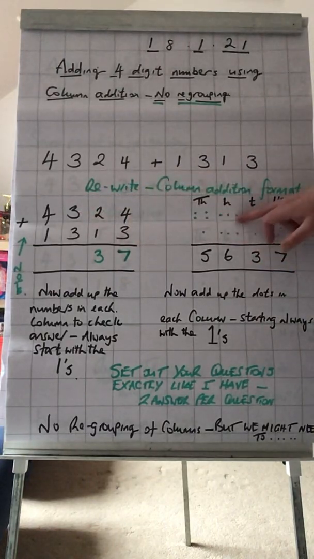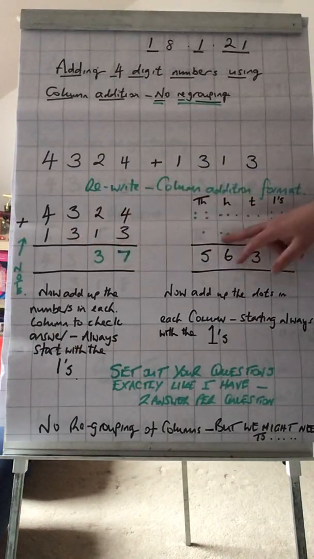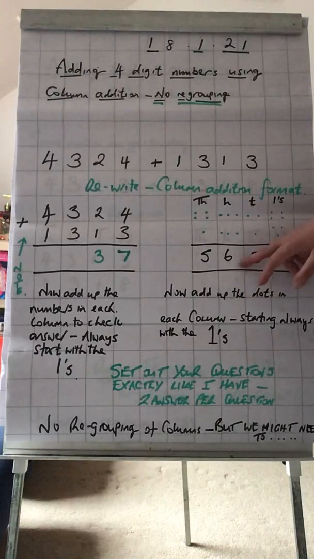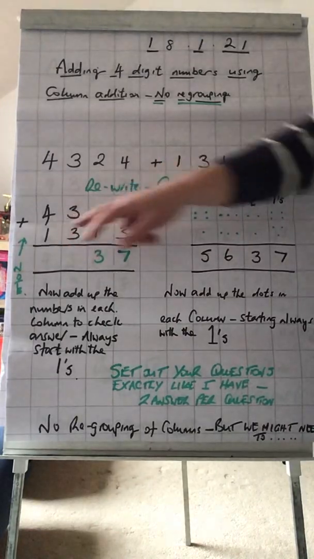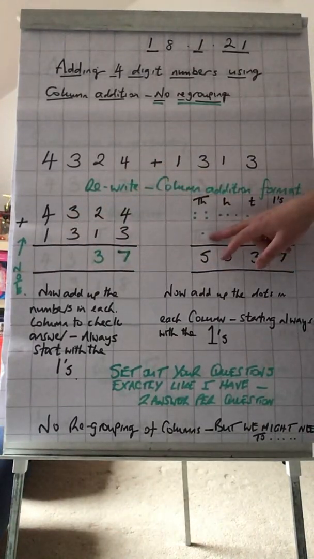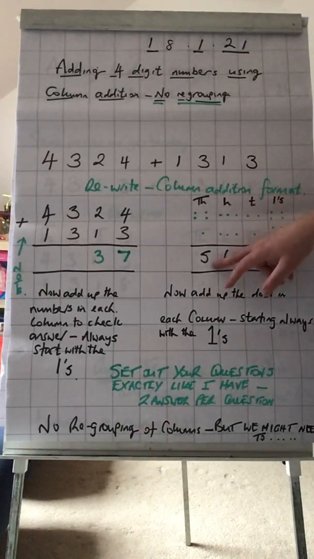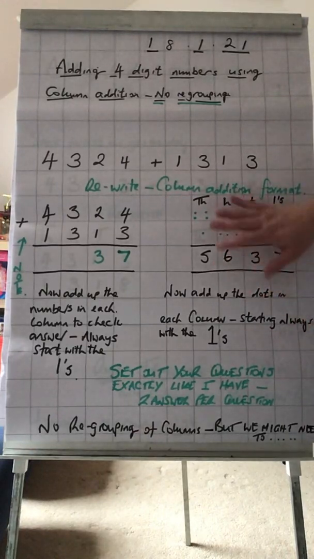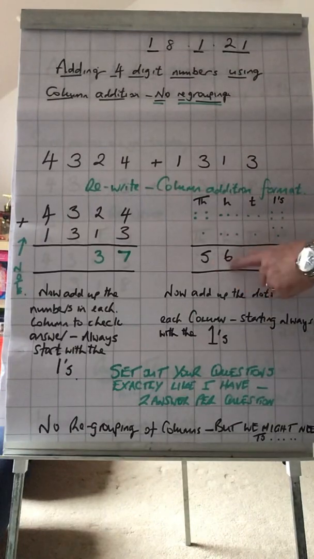Same again when it comes to the hundreds column. 300 is represented by 3 dots, and 300 is represented by 3 dots. 1, 2, 3, 4, 5, 6 is the number of dots in total, so the answer is 6. 6 represents 600. Thousands: the 4,000 is represented by 4 dots, the 1,000 is represented by 1 dot. When I add the dots together, I get 5. So my total visually is 5,637.